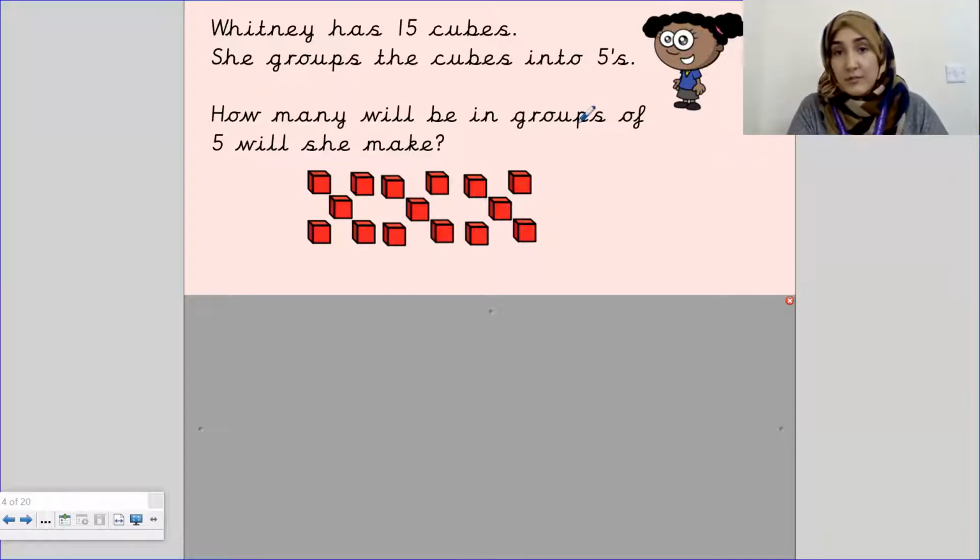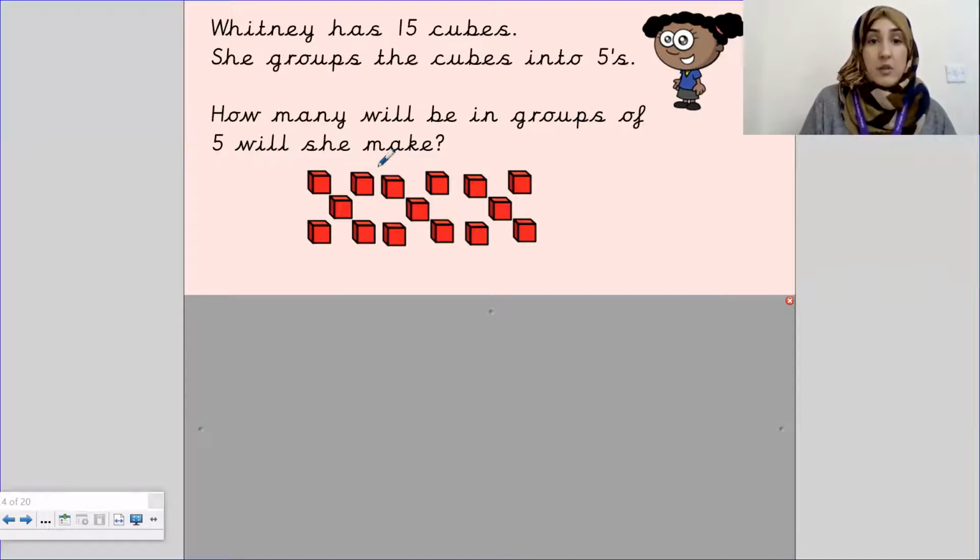Okay, now Whitney, this time she has 15 cubes and she wants to group the cubes into, does it say 3s or 5s? I can't see. 5s. So she groups the cubes into 5s. So in one group she has 5 cubes. How many groups will she have? So here's one group.